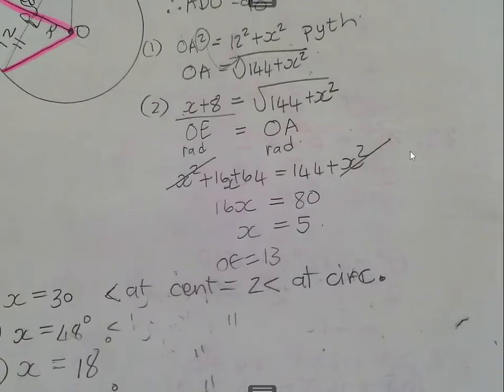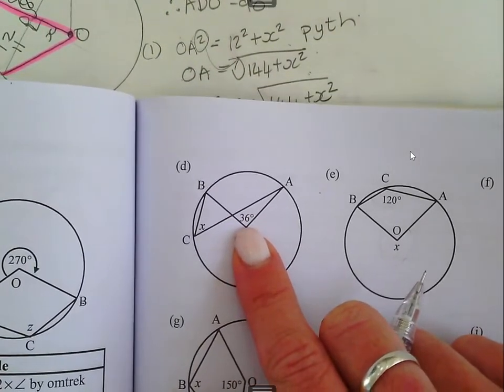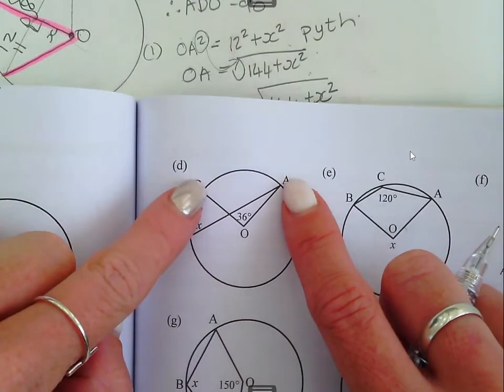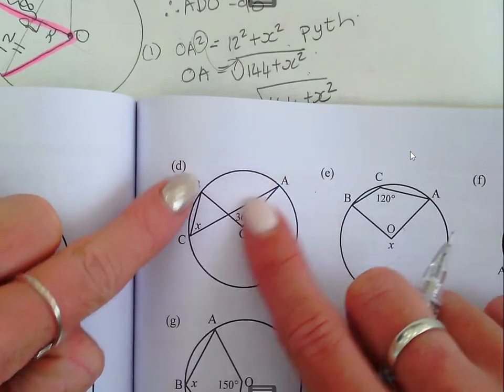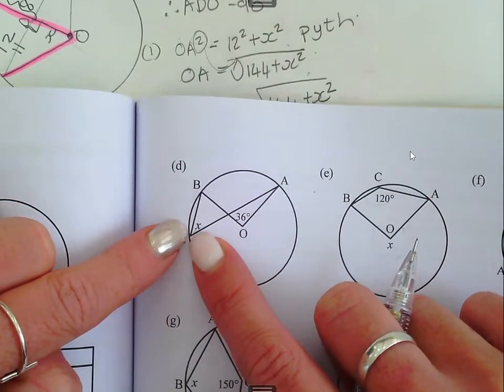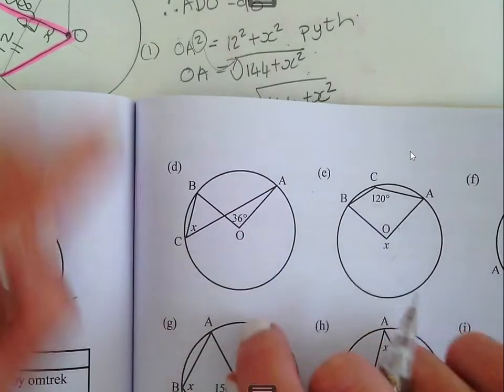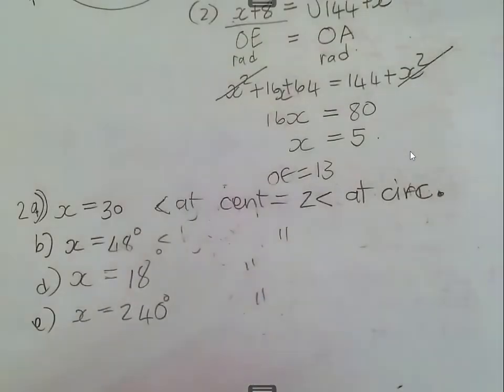Did you have to do D? Okay. If you look at D, do you see A and B? They subtend that angle in the center. And A and B also subtend the angle C, which is on the circumference. So it's also an angle at the center, angle at the circumference, and therefore x is 18 for the same reason.